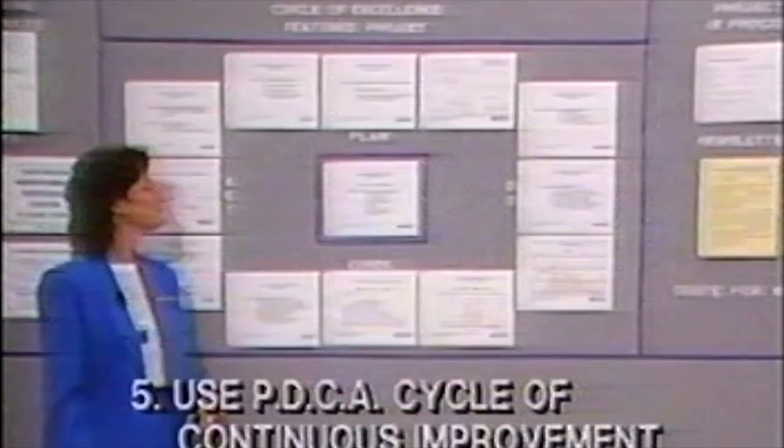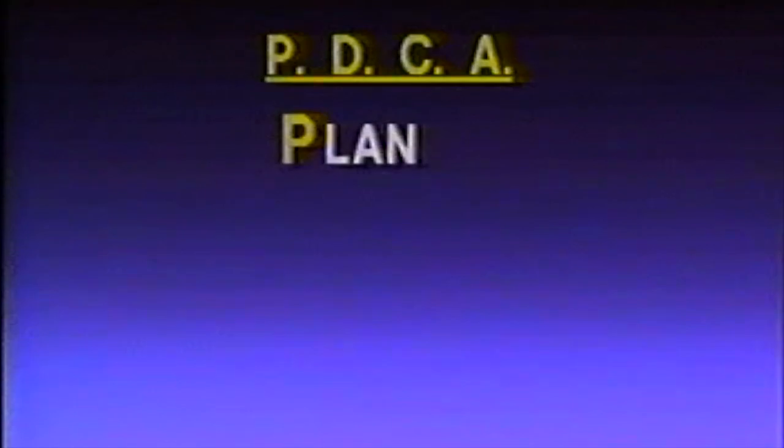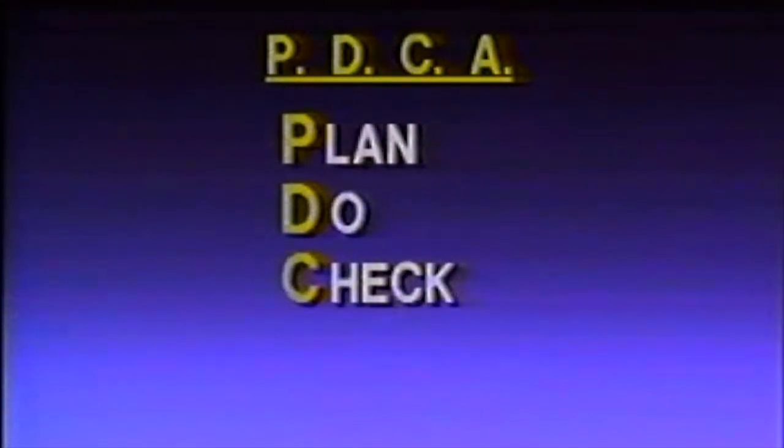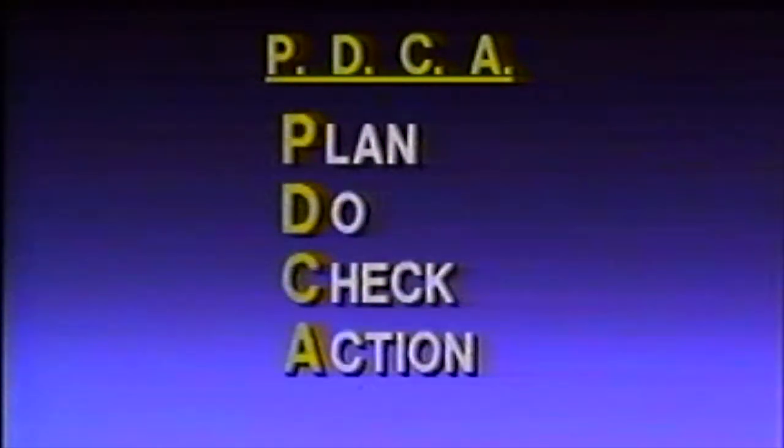5. Use the so-called PDCA cycle of continuous improvement every step of the way. PDCA corresponds to plan, develop a plan. Do, perform work as planned. Check, check the results for conformance. And action, analyze the results and take action for further improvement.